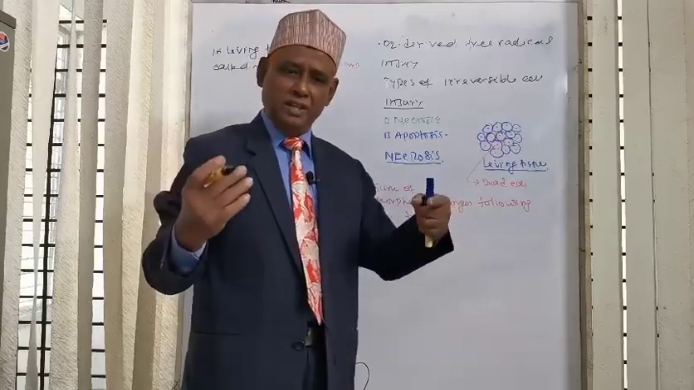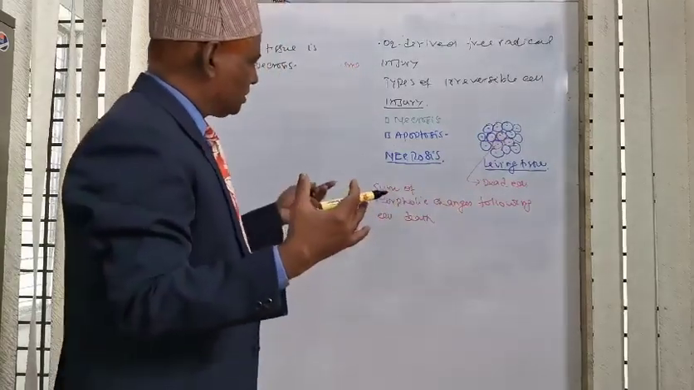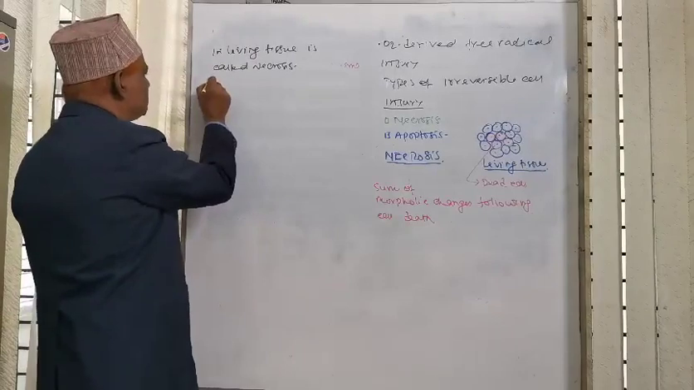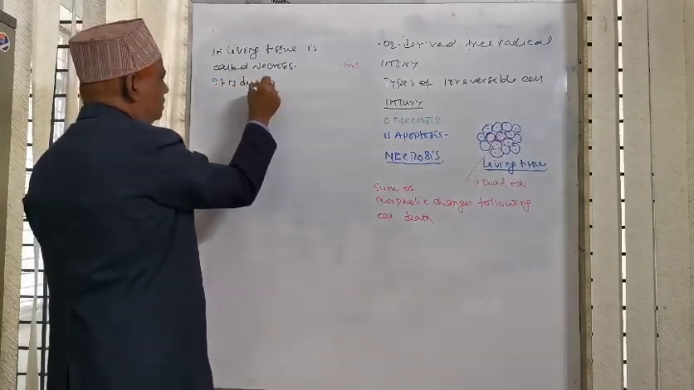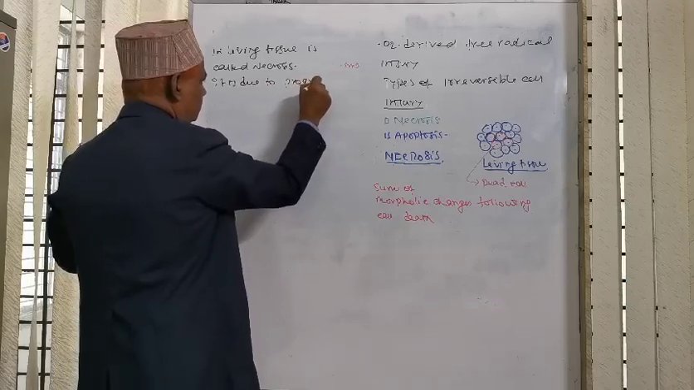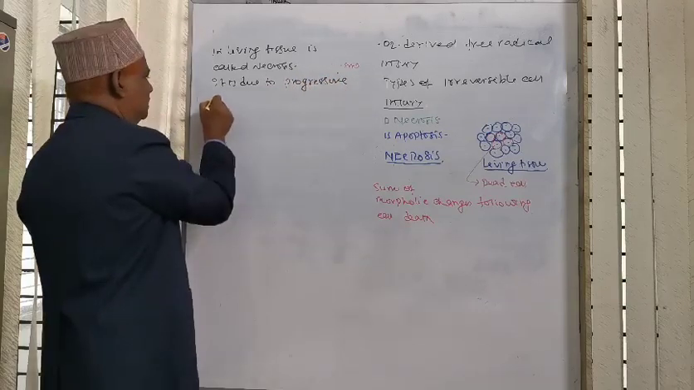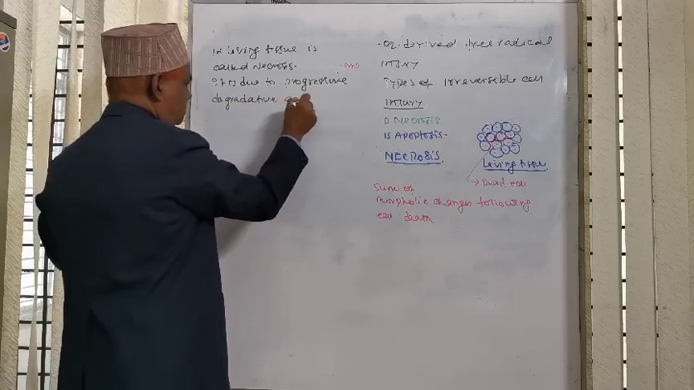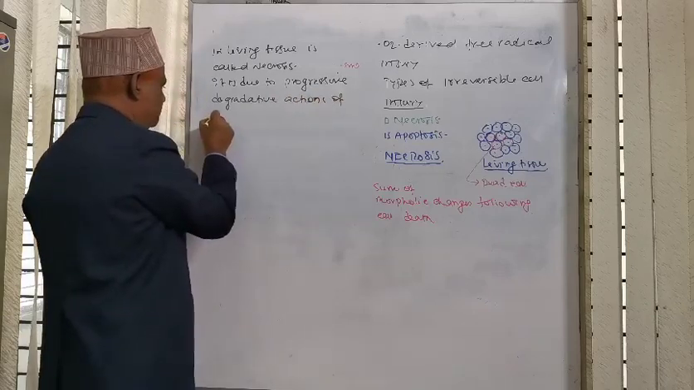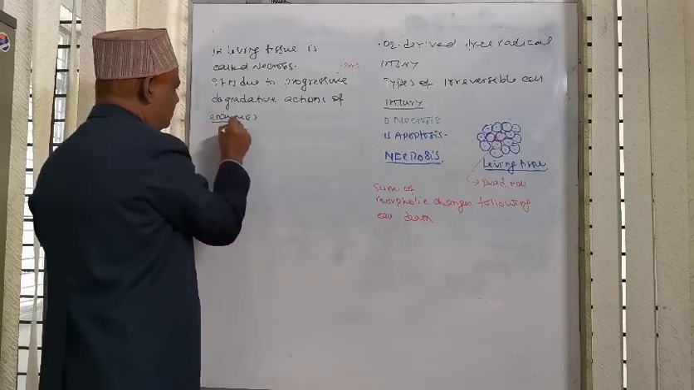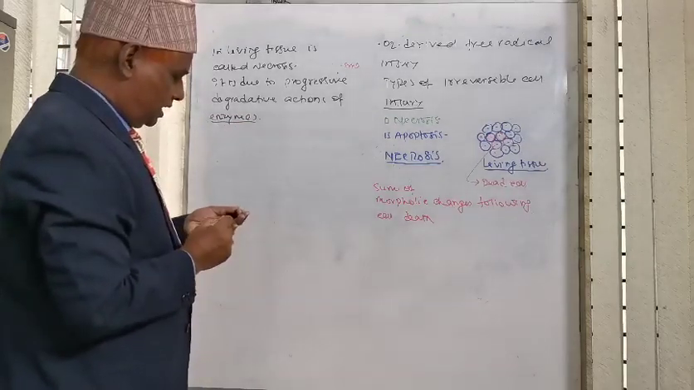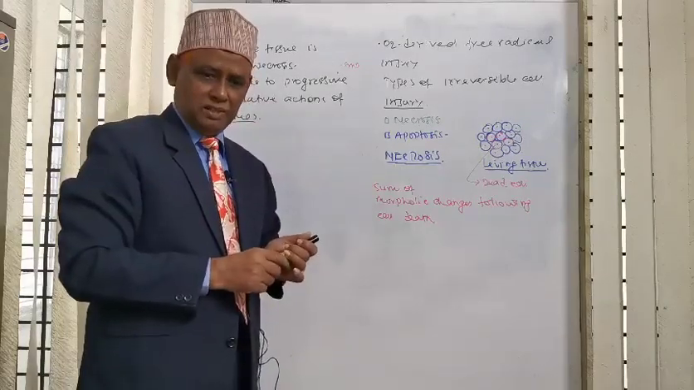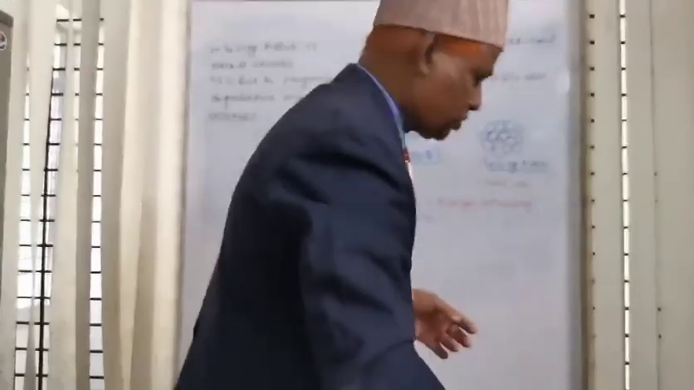The enzymes present within the cell nucleus, within the cytoplasm, and also in the lysosomal bags. So it is due to progressive, degradative actions of enzymes. The enzymes present within the cytoplasm of the dead cell and within the lysosomal bags are associated with the changes, and all changes collectively are known as necrosis. So this is the definition of necrosis.